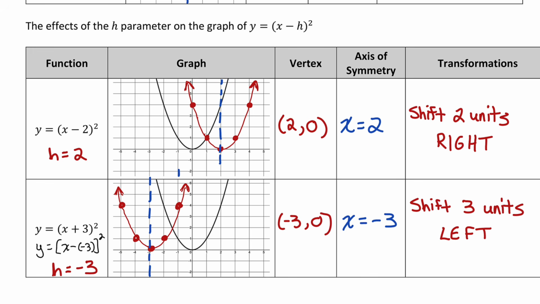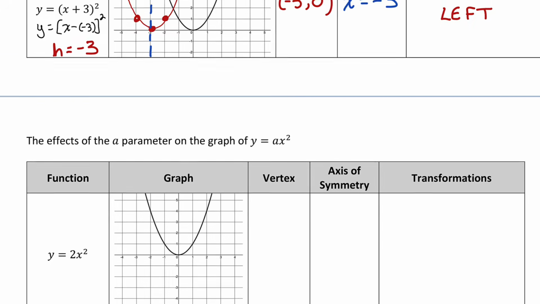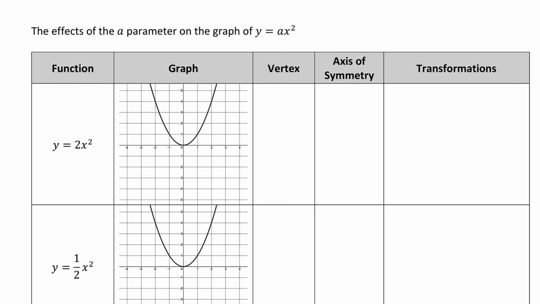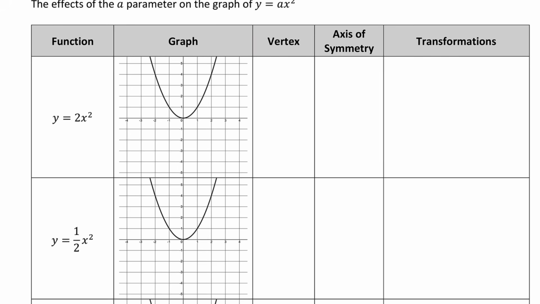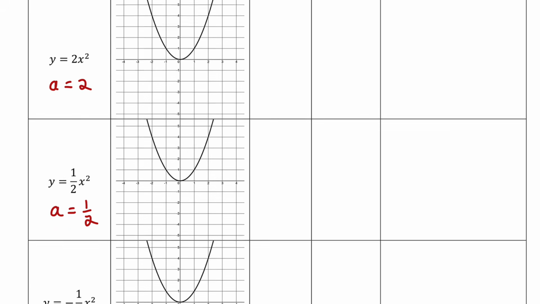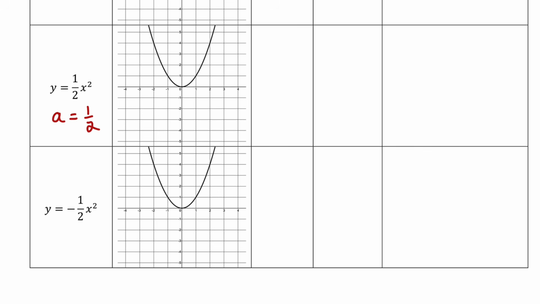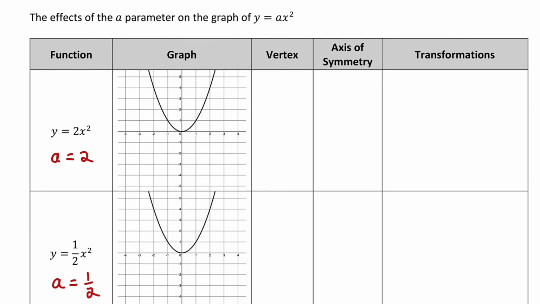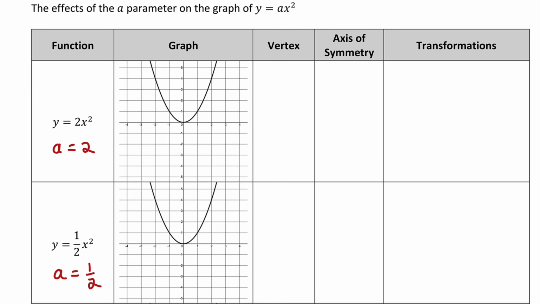And now lastly, let's look at what happens when we manipulate the a parameter. Remember, a is being multiplied in front of the power. So in these two equations, we have two different a values. I have an a value of 2 and an a value of a half. And then there's actually a third equation below where we have a negative a value. We have an a value of negative a half. So let's go into Desmos and let's see what happens if we manipulate those a parameters.